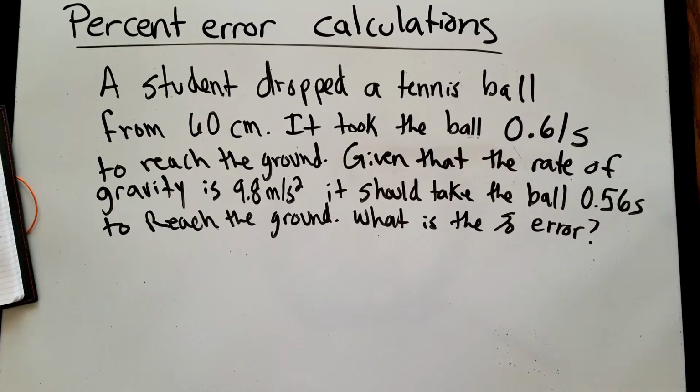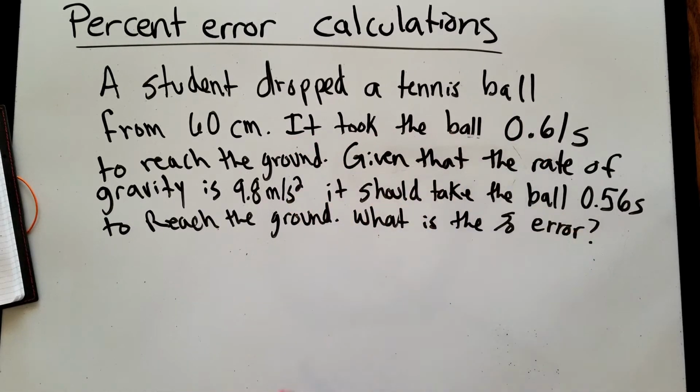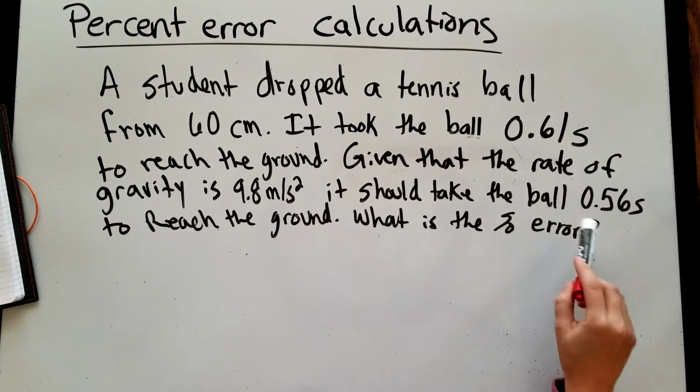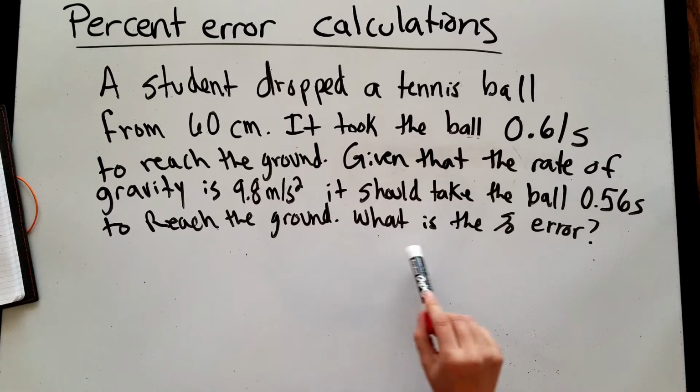Let's look at one more problem. So another percent error calculation. In this case, we have a student dropping a tennis ball from 60 centimeters. So this is something we actually do in lab 1 in the physical science lab. It took the ball 0.61 seconds to reach the ground. Given that the rate of gravity is 9.8 meters per second squared, it should take the ball only 0.56 seconds to reach the ground. What is the percent error?